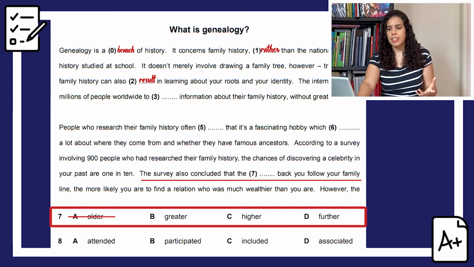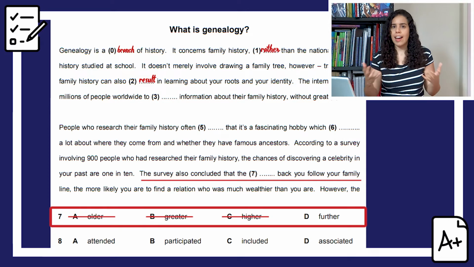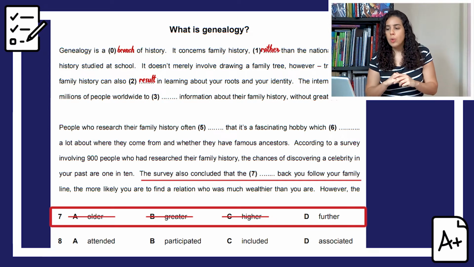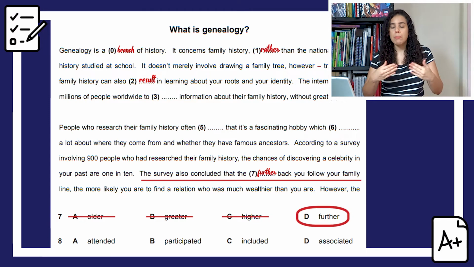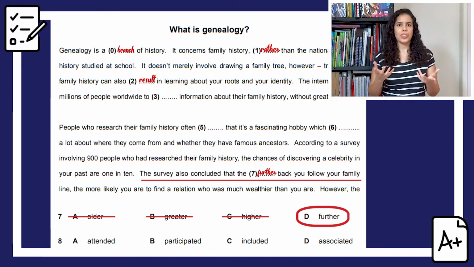They don't collocate. Moreover, the idea is to look more and more into your family history. So higher does not match because we are not talking about altitude, and it is not greater either because it is not about size or quality. The only word that would fit properly is further, which means more and more into the past. The survey also concluded that the further back you follow your family line. Do you get it?